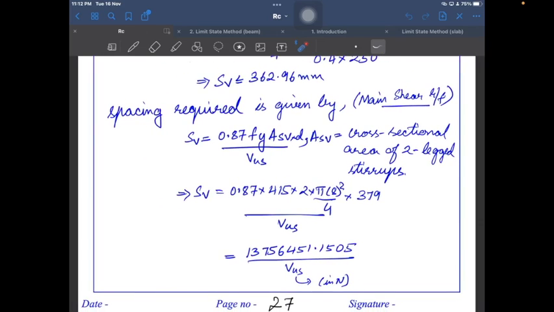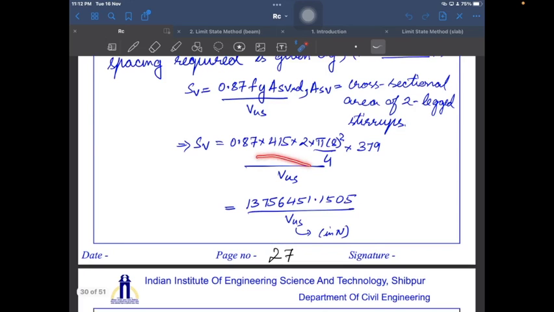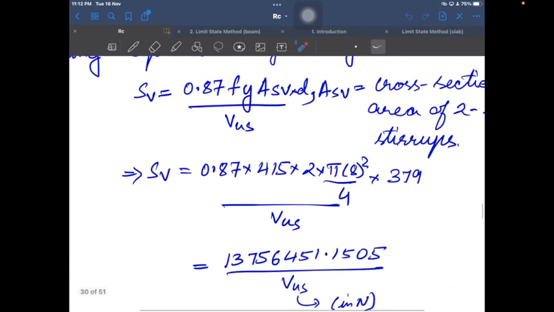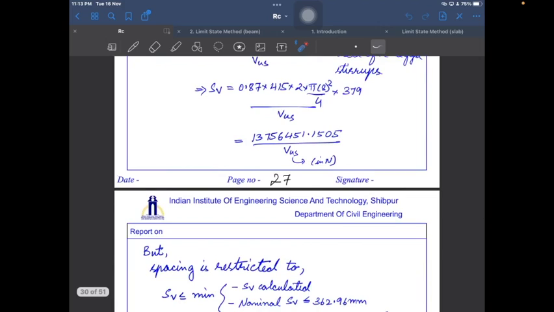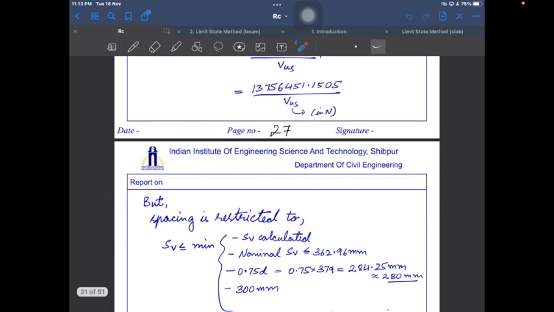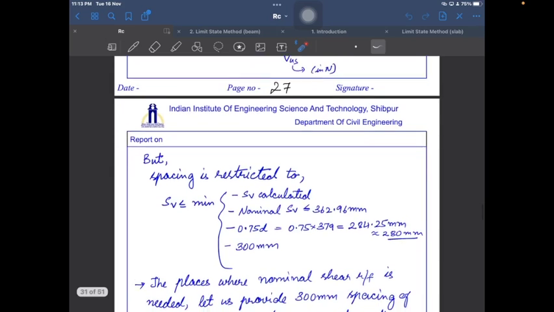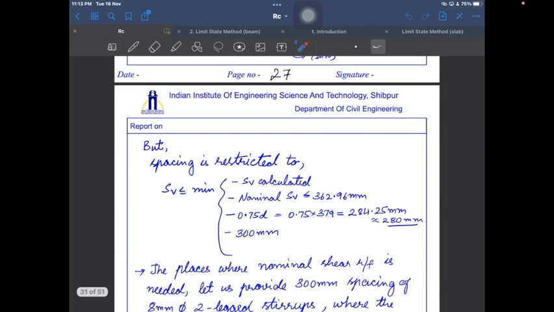And I have written down what ASV is once more. So using this we have got this. Make a note of that: this is in newton per millimeter squared, this is in millimeter squared, this is in millimeter. So this has to be in newtons, not kilonewtons. It's just a matter of units, so you have to be careful.